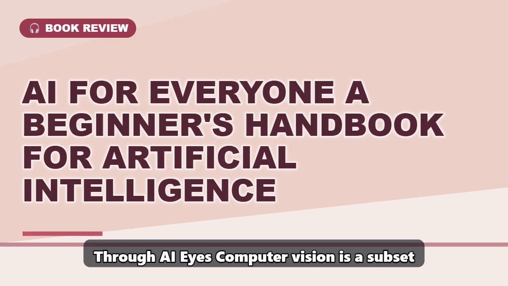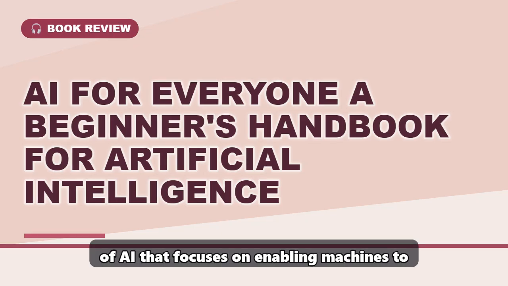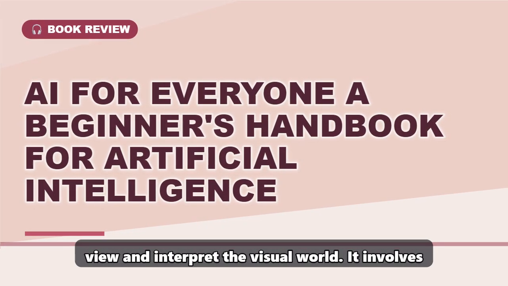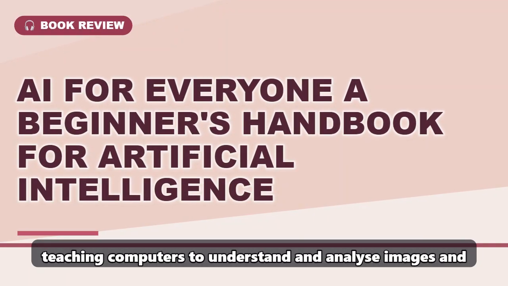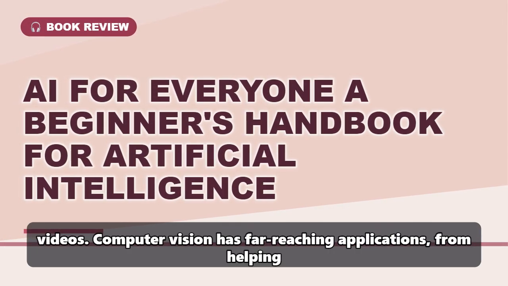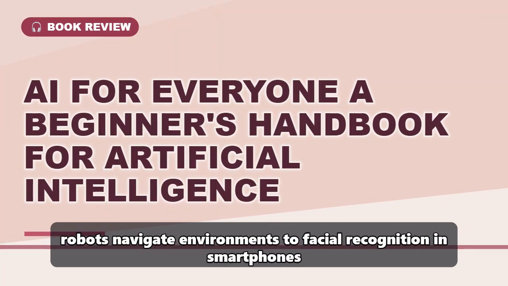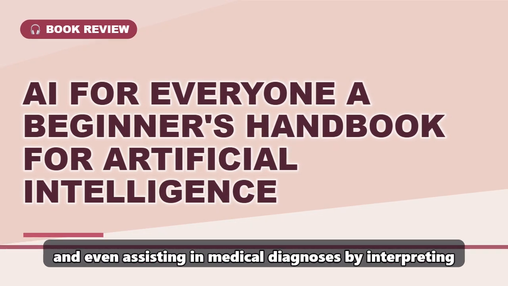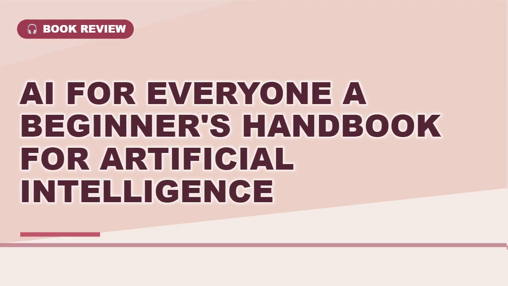Computer vision, seeing the world through AI eyes. Computer vision is a subset of AI that focuses on enabling machines to view and interpret the visual world. It involves teaching computers to understand and analyze images and videos. Computer vision has far-reaching applications, from helping robots navigate environments to facial recognition in smartphones and even assisting in medical diagnoses by interpreting medical images. Points to ponder.